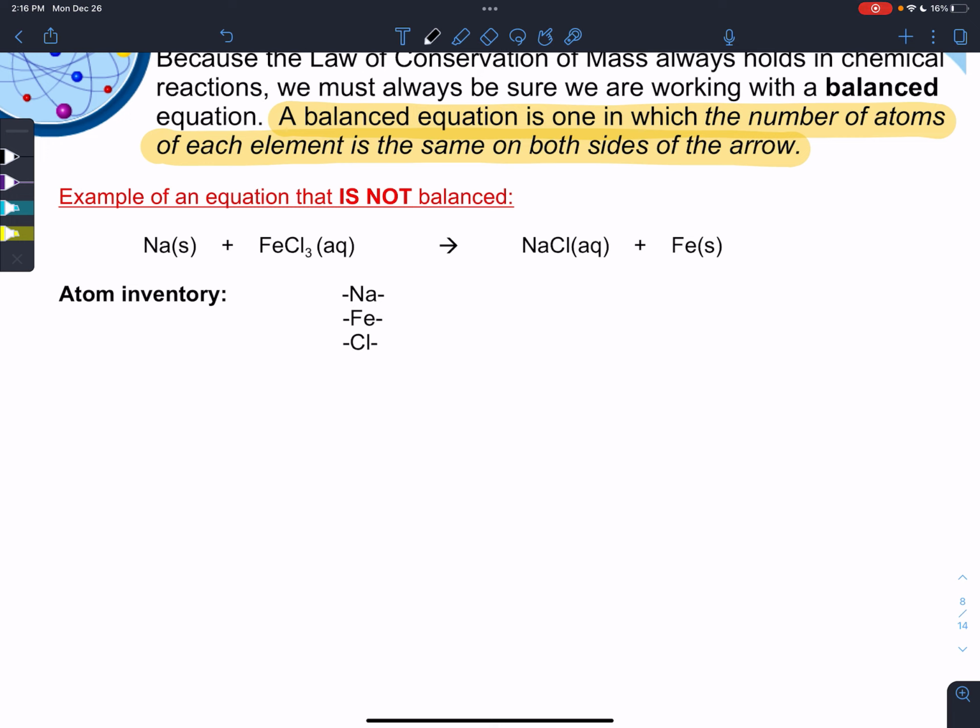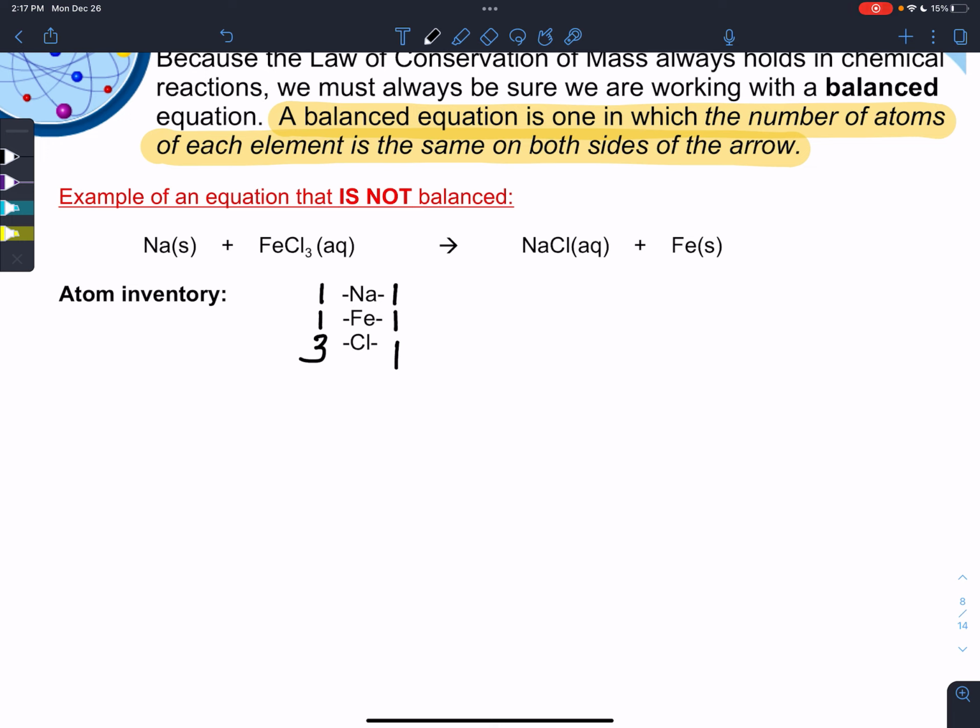On the left-hand side, we have 1 sodium. On the right-hand side, we have 1 sodium. For iron, on the left-hand side, we have 1 iron. On the right-hand side, we have 1 iron. For chlorine, on the left-hand side, I've got 3 chlorines. On the right-hand side, I've got 1 chlorine. So that immediately tells you that this chemical reaction is not balanced because I have a different number of chlorines.